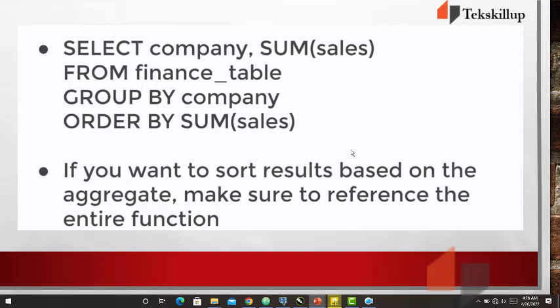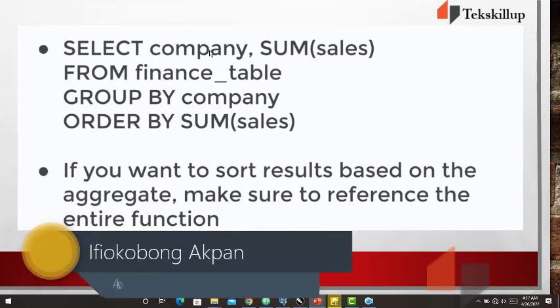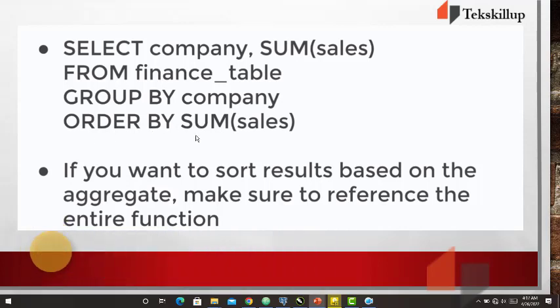Now, let's check this other syntax out. We are selecting company and the sum of sales. Remember, this is the aggregate result, the sum of sales. And we are selecting from the finance table, and we are grouping by company, all right? So this therefore means that the company is our categorical column, and then we order by the sum of the sales.